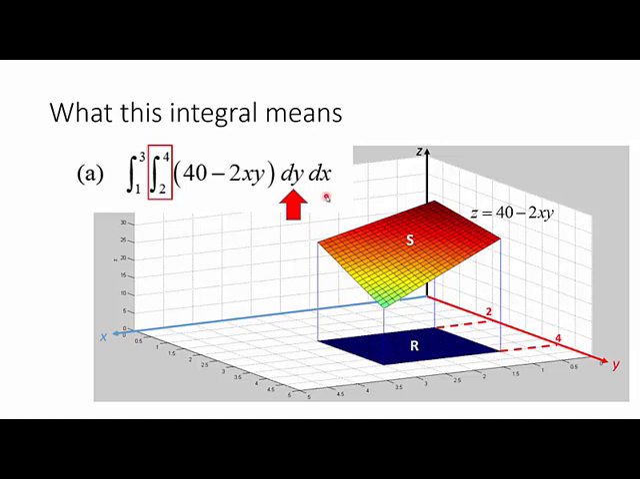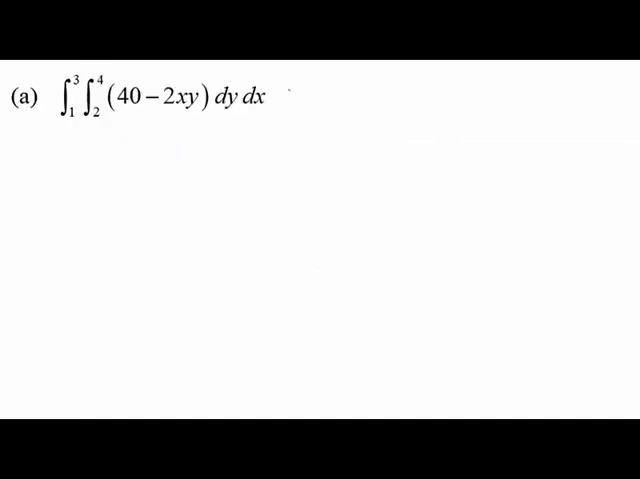Next, we integrate with respect to x. These outer integration limits, 1 and 3, are then limits along the x-axis. Hence, this line of region R is defined by x equals 1, and this line of region R is defined by x equals 3. Now that we have seen a visualization of what this double integral means, we are ready to evaluate this double integral.